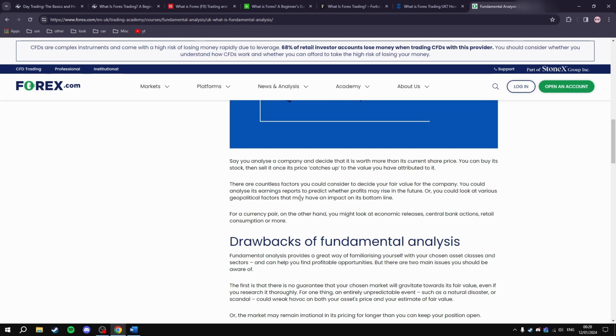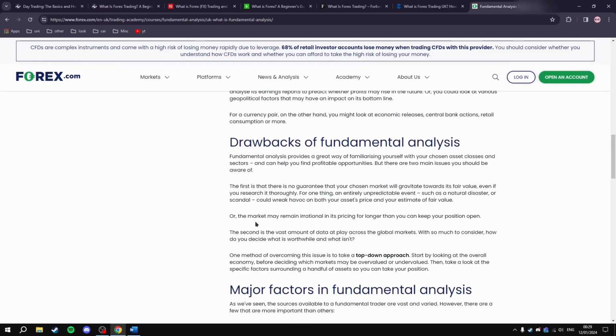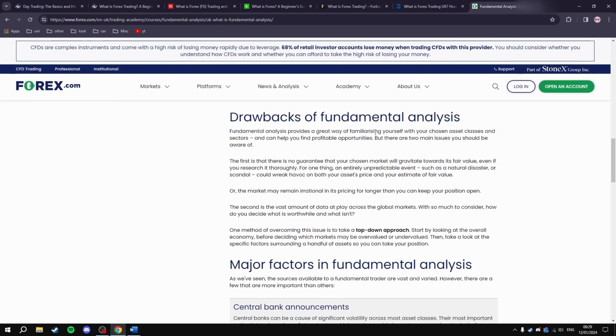You can analyze its earnings reports, predict whether profits may rise in the future, or you can look at various geopolitical factors that may have an impact on its bottom line. For a currency pair, on the other hand, you might look at economic releases, central bank actions, retail consumption, or more. Drawbacks of fundamental analysis.